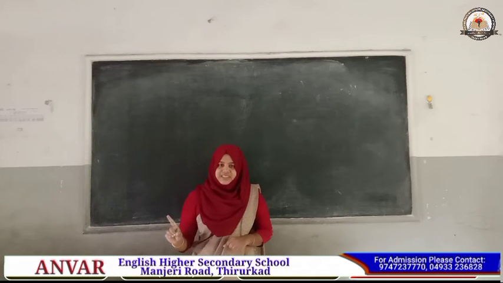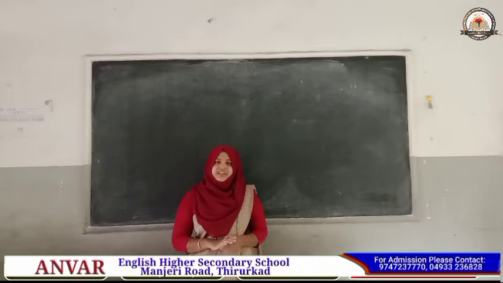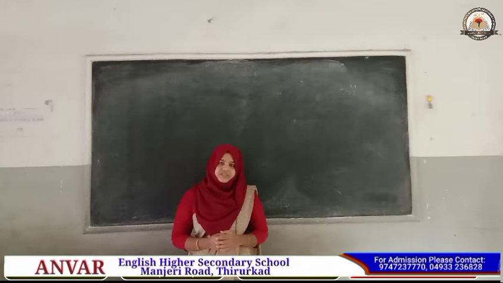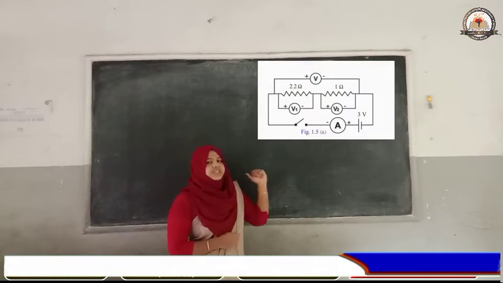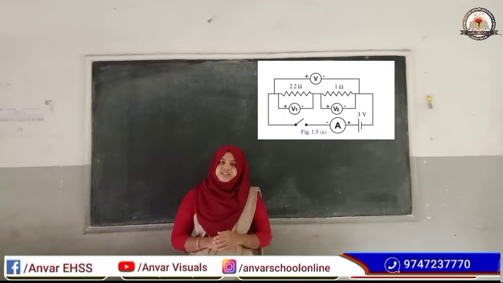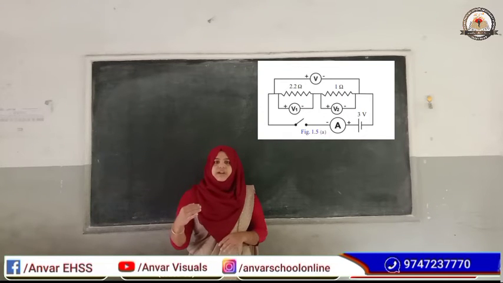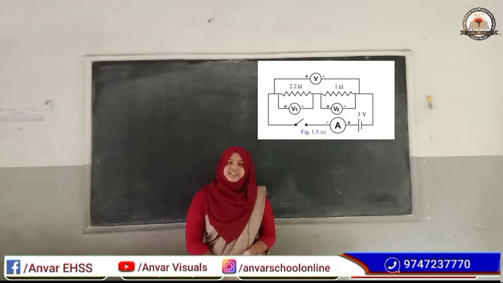The first one is series combination, and the second method is the parallel combination of resistors in a circuit. Then you have to study more about these two methods. First of all, let's talk about series combination of resistors. This picture shows the arrangements of resistors in series. In series combination, we are connecting the resistors in a circuit one after other.